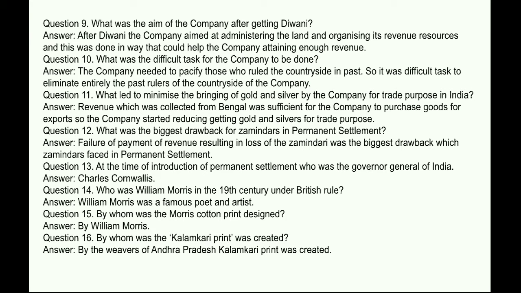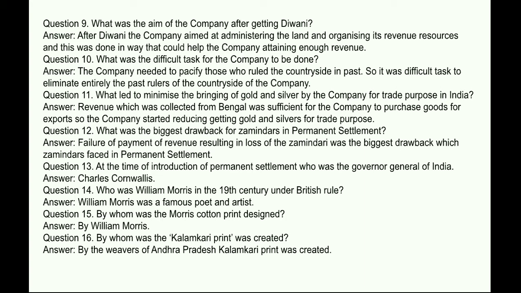Next question, what led to minimizing the bringing of gold and silver by the company for trade purposes in India? Answer, revenue collected from Bengal was sufficient for the company to purchase goods for export, so the company started reducing the import of gold and silver for trade purposes.